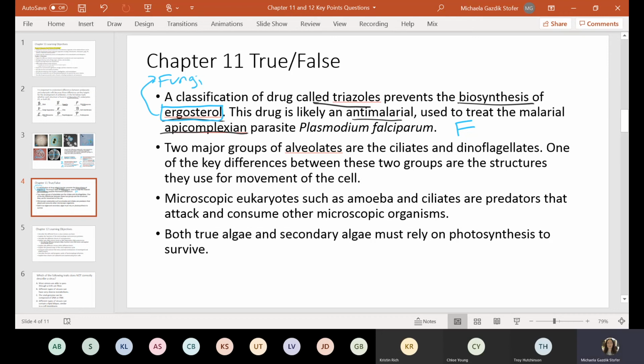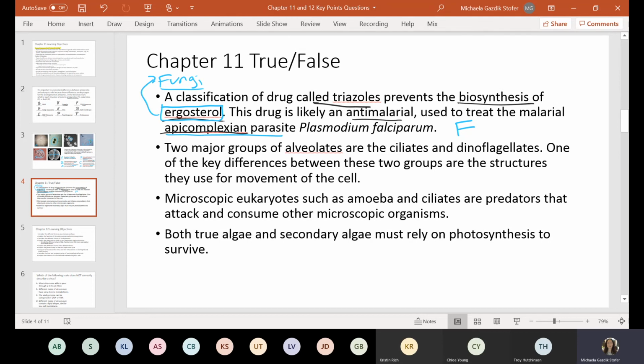And so animal cells all have cholesterol in their cell membranes. It helps keep the membranes fluid. In the fungi, remember, they're similar to animals, but instead of having cholesterol, they've got another sterol called ergosterol. And so if we're inhibiting the biosynthesis of ergosterol, what we're targeting is the group of fungi. So then we need to come over and say, okay, we've got here an apicomplexan parasite. Are apicomplexans fungi? And the answer is no, they're not.